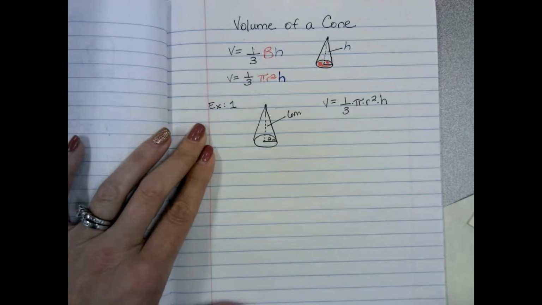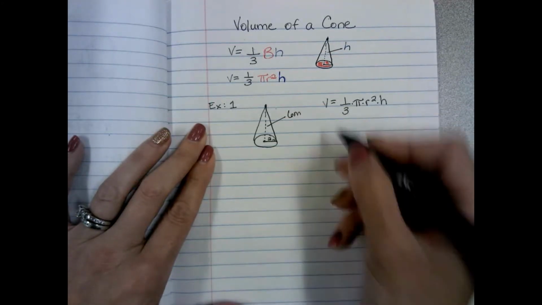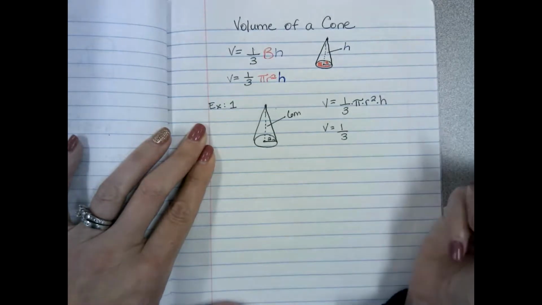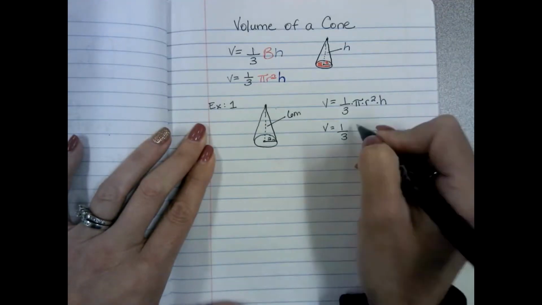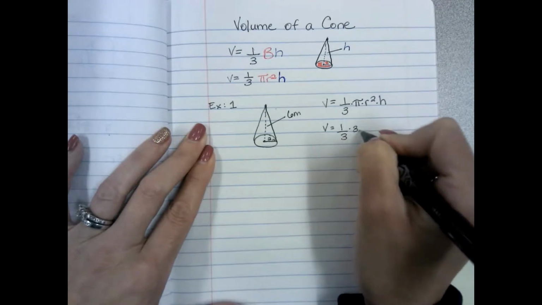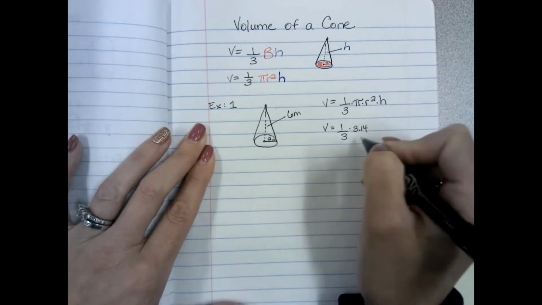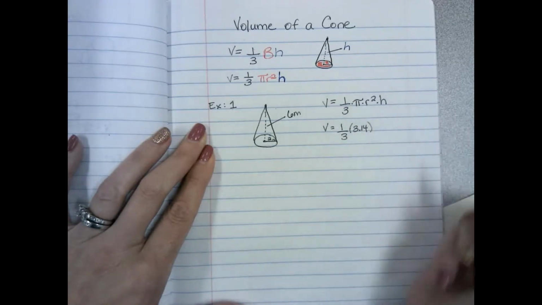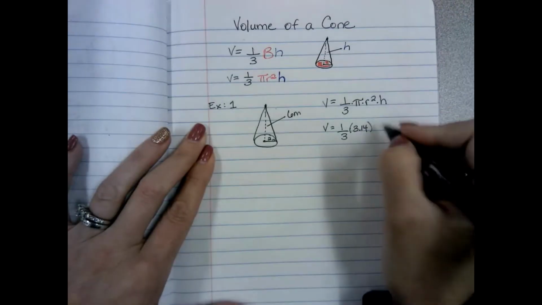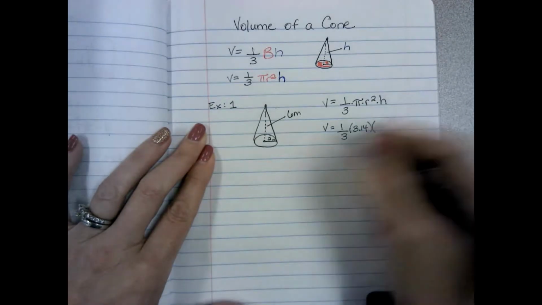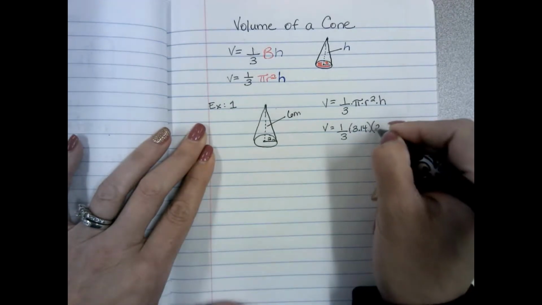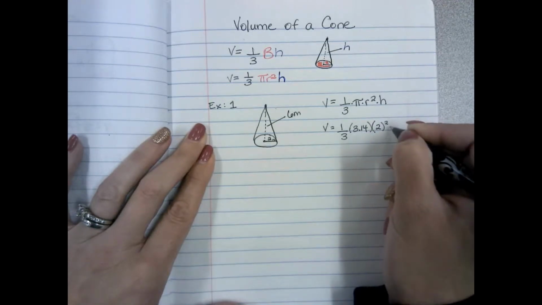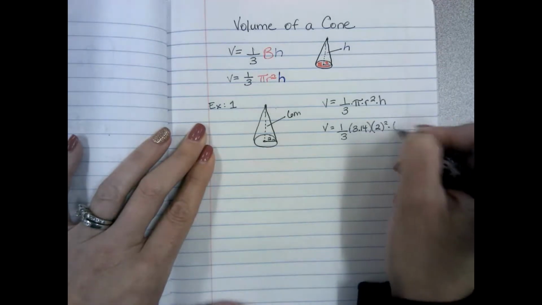Now let's go ahead and fill in everything we know. I don't know the volume. I'm going to keep this 1/3. Pi is 3.14. See how this now starts to look a little bit like a decimal? You can always put them in parentheses as well. My radius is 2, so 2 squared, times the height, which is 6.